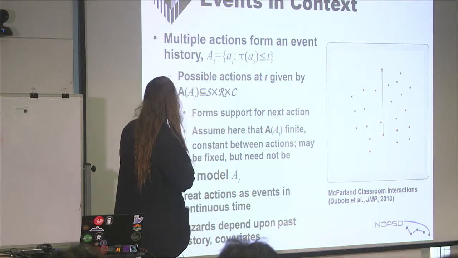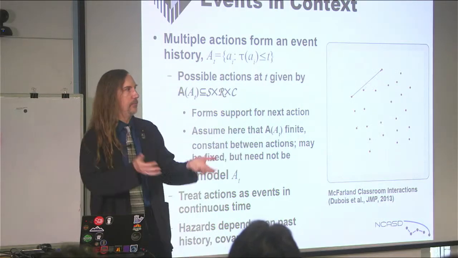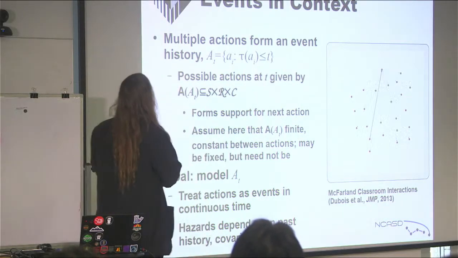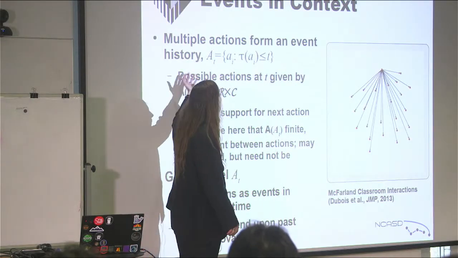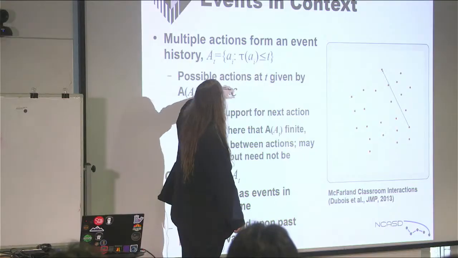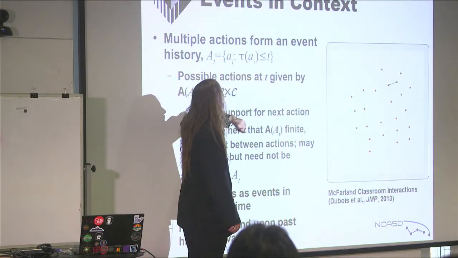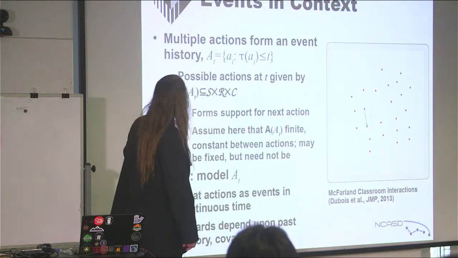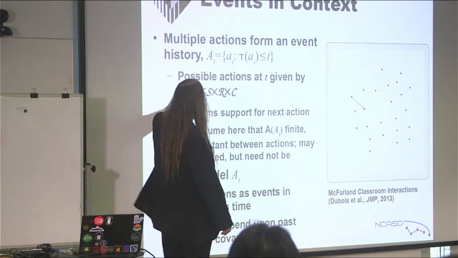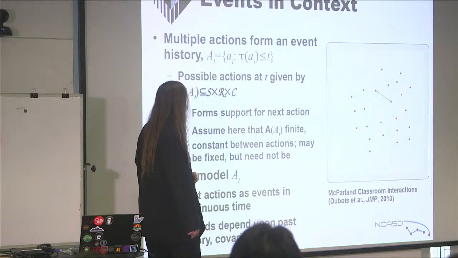We borrowed basically ideas from hazard analysis, event history analysis, depends on what field you're from, what you like to call it. But we think about all the actions from our time 0 up to some observation time, form an event history, it's just a set of all actions whose times are in a certain window. And so the possible actions at any given time are going to be some subset of the possible senders by the possible receivers by the things they might do.